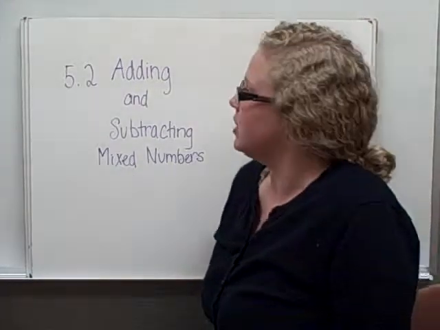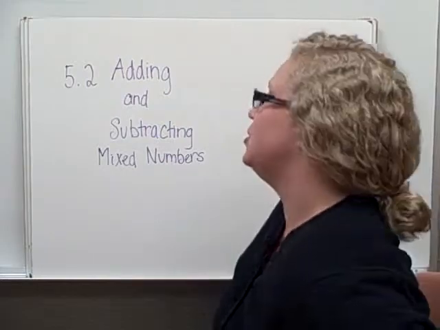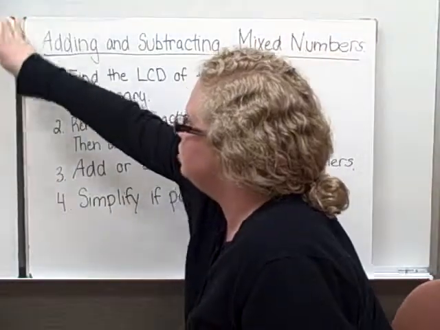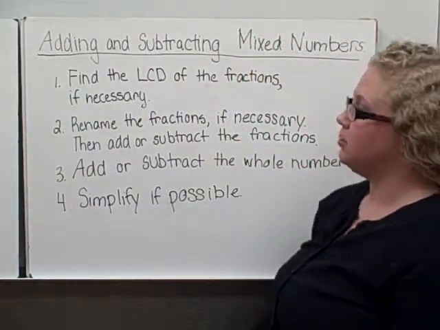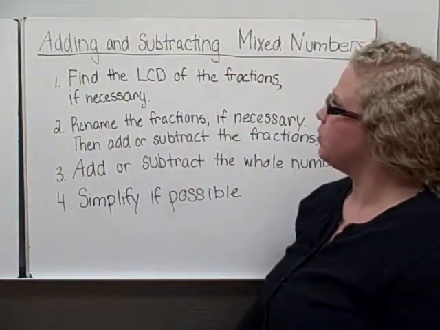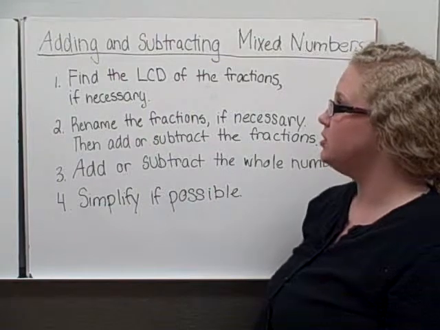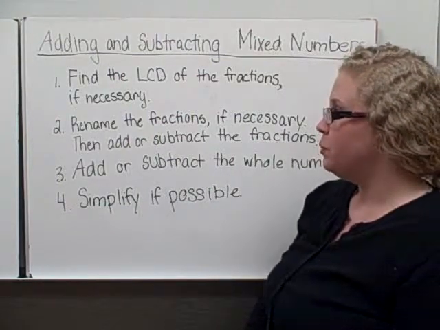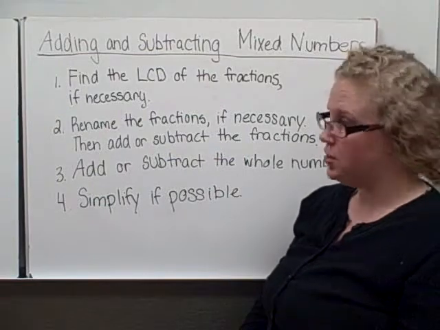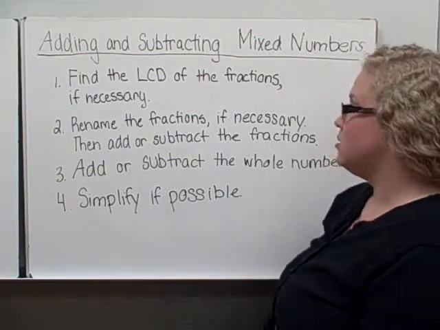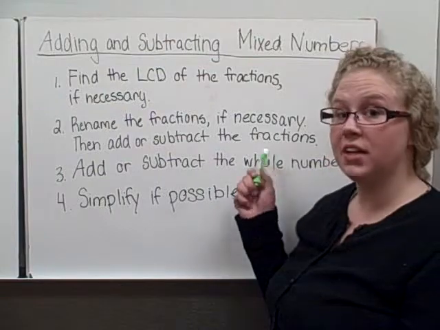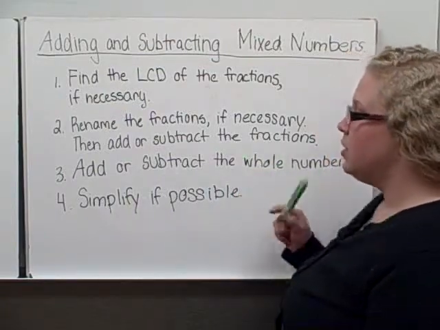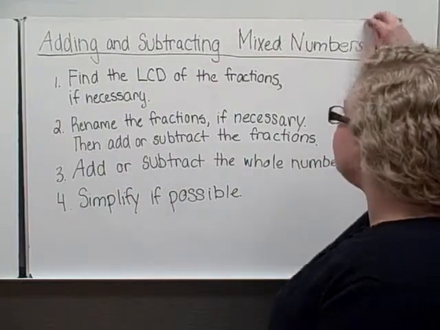Today we are going to discuss adding and subtracting mixed numbers. The rules for adding and subtracting mixed numbers are as follows. The first is to find the least common denominator of the fractions if necessary. Then we'll rename the fractions if we need to and add or subtract the fractions. After we've added or subtracted the fractions, we add or subtract the whole numbers. Then we simplify if possible.